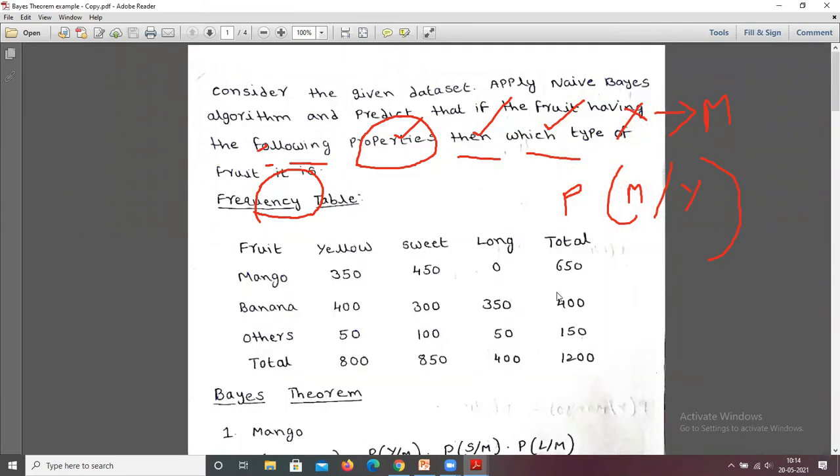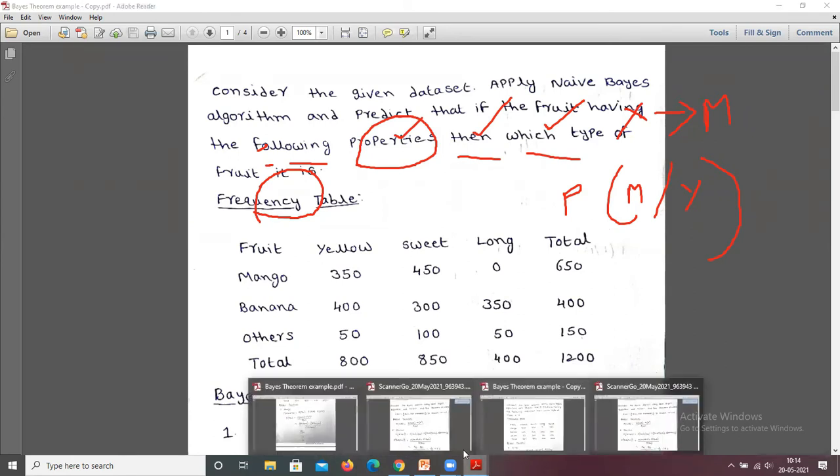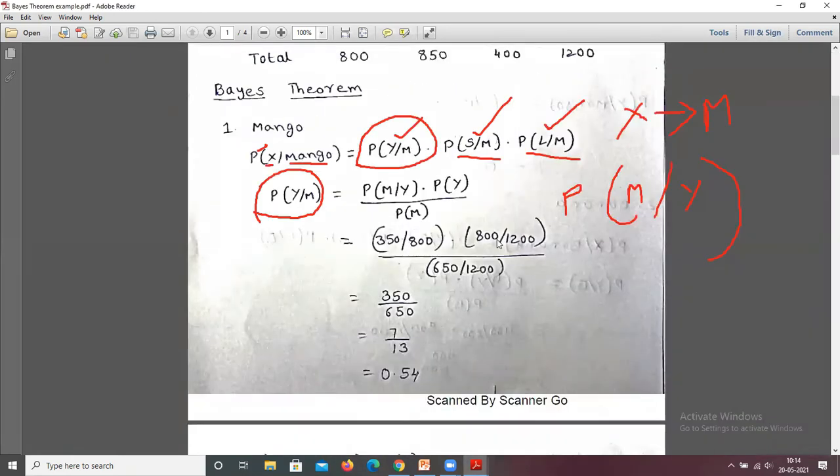So probability of Y, that is total yellow by total fruits. What is the total yellow fruits? 800, and the total fruits are 1200. So now, 800 by 1200 is probability of Y.